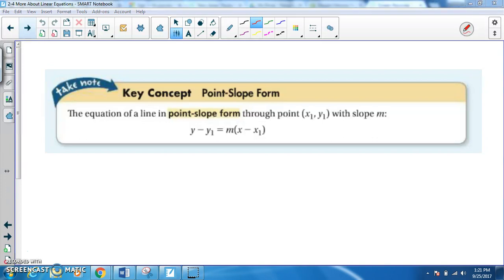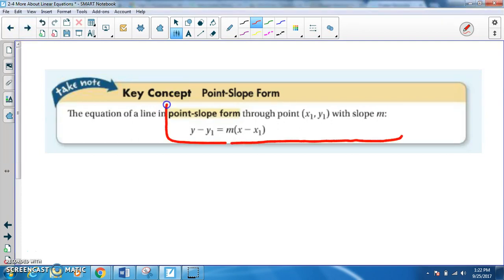So, key concept number 1, point-slope form. The equation of a line in point-slope form through point (x1, y1) with slope m is y minus y1 equals m times x minus x1. So this is point-slope form. We have point (x1, y1), slope m, and this is our equation of the line.